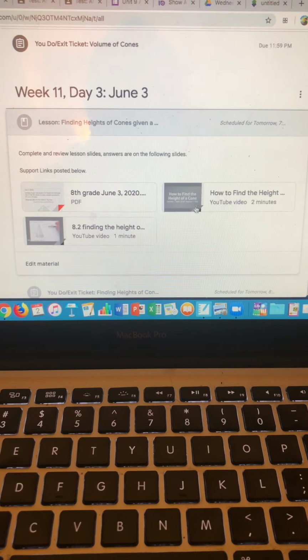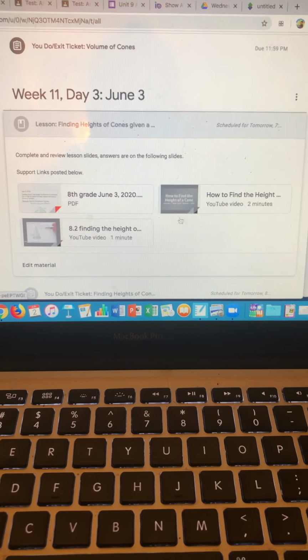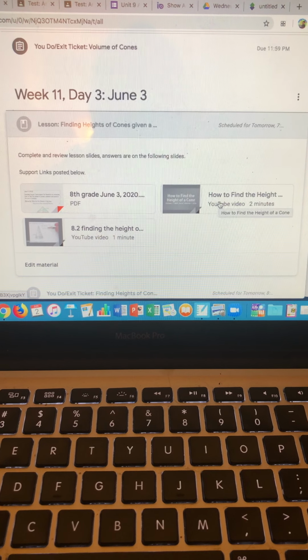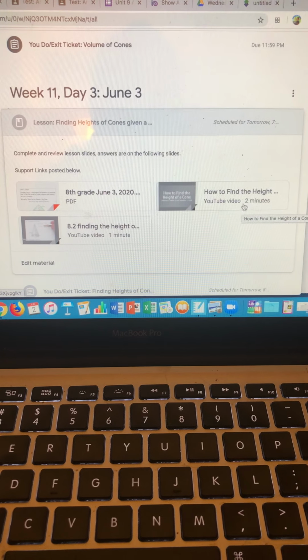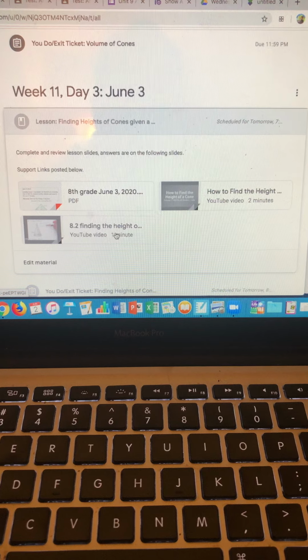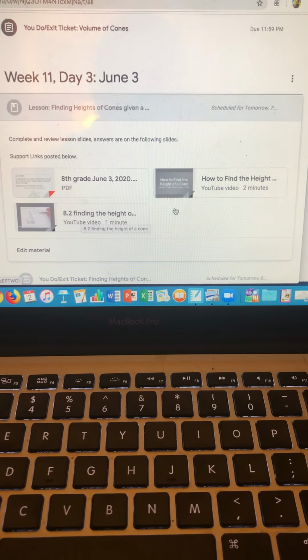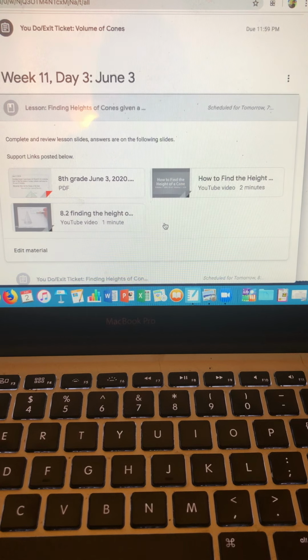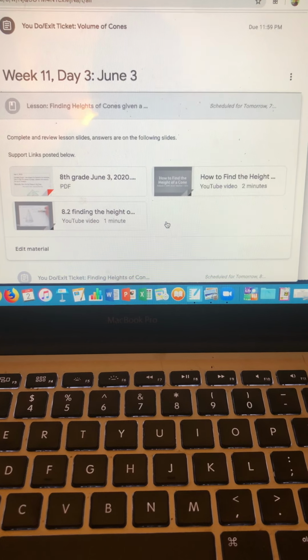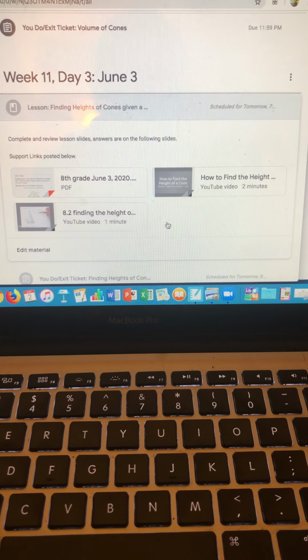So within the lesson, there's also these 2 support links that take you through the same thing that I'm going to be modeling for you. One is 2 minutes long, one is 1 minute, so just another support if needed. I believe that one of them might use 3.14. Please do not use that in our calculations. You must use a scientific calculator.